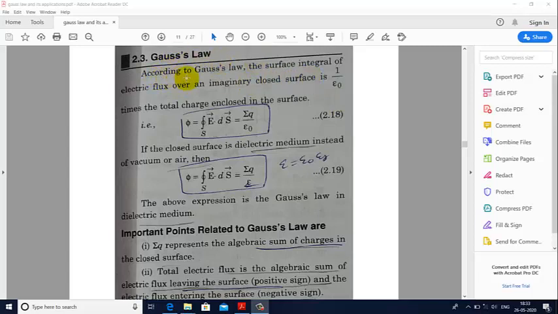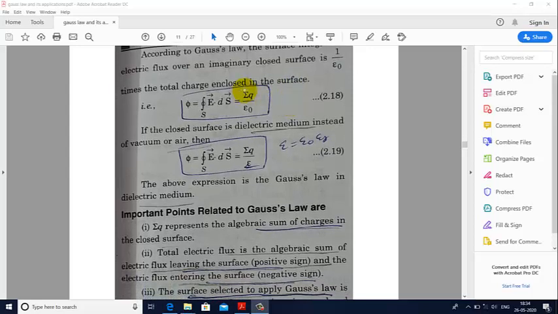So the definition of Gauss law is the surface integral of electric flux over an imaginary closed surface is 1 upon epsilon 0 times the total charge enclosed in that surface. So suppose the total charge that is enclosed in the surface is given by summation Q. Here we have used a summation sign because there can be many charges that are enclosed in a surface and we have to take the total charge, so we will sum up all these charges. That's why we have used a summation sign.